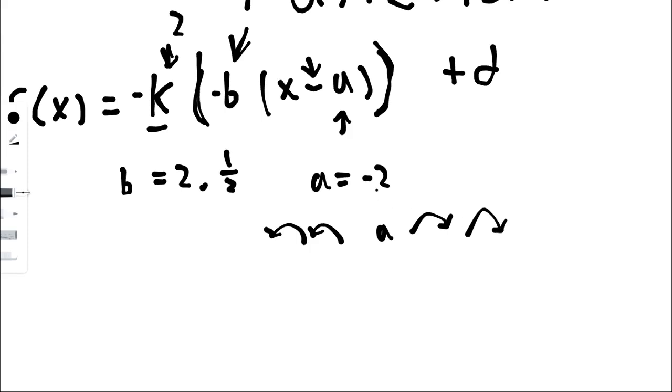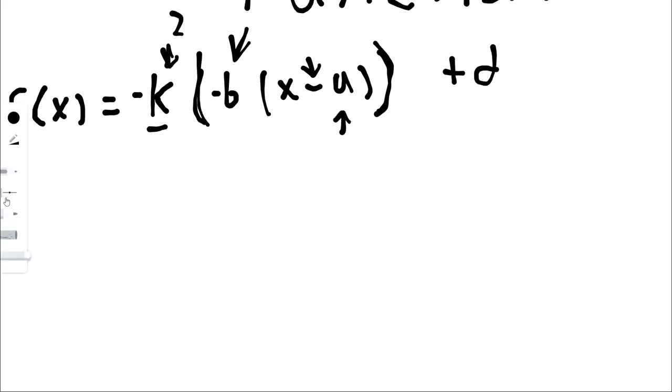So always think opposite. If it's negative, it becomes positive. If it's positive, it becomes negative. If this number was positive 2, then it would actually be moved to the left instead, even though you'd think it would get moved to the right.